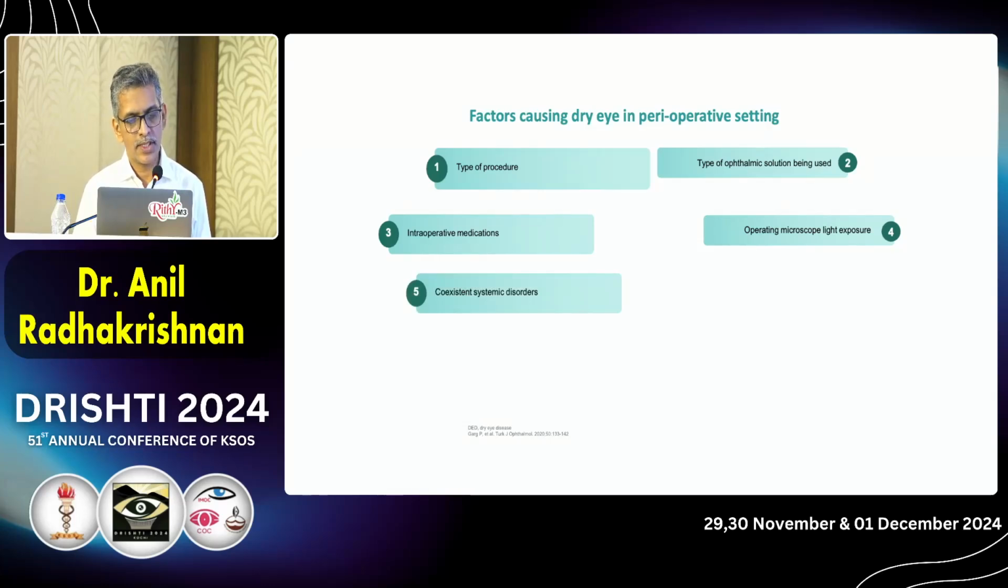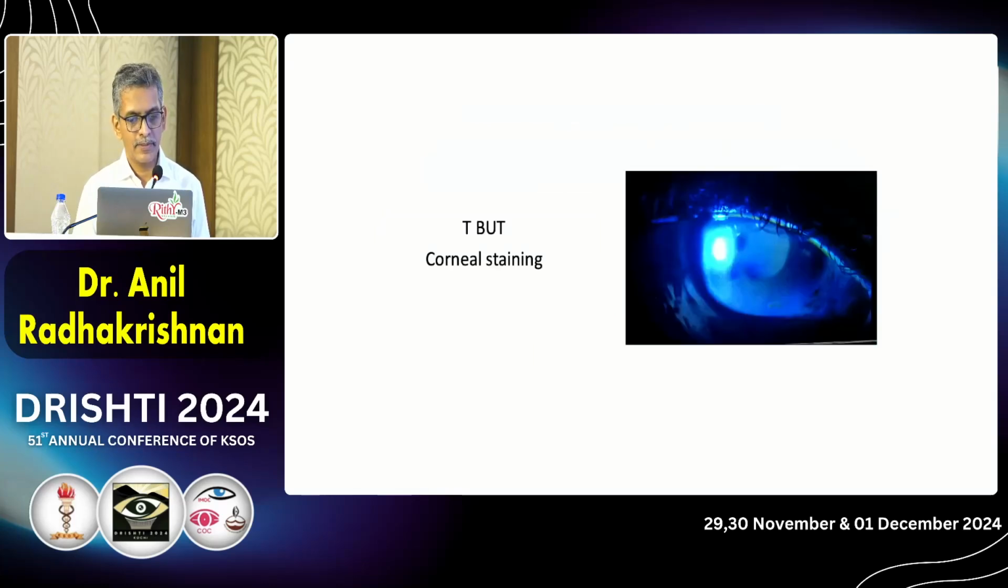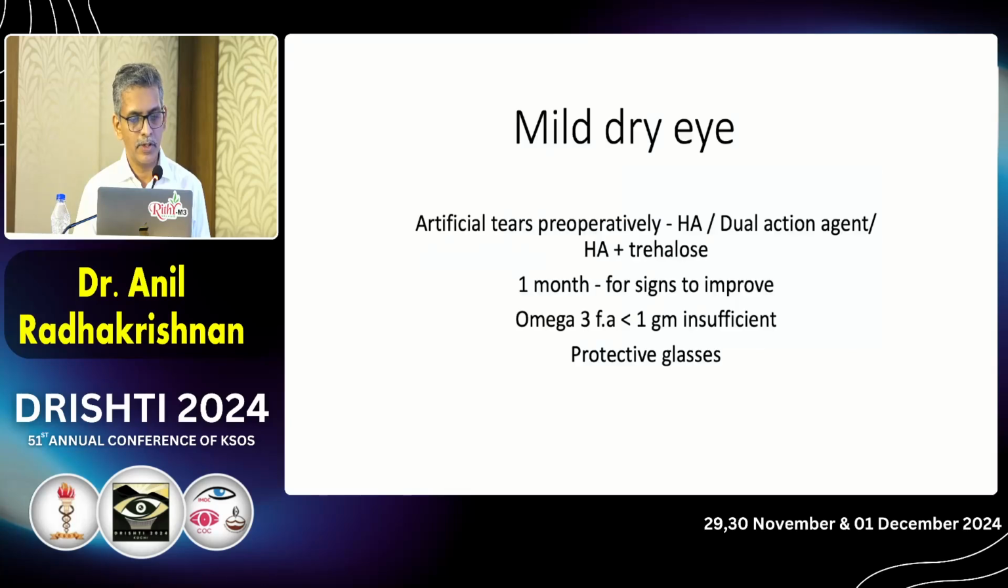Coexisting disorders, especially rheumatoid arthritis and the like, can cause secondary Sjogren's and dry eye. And there is some evidence that cumulative dissipated energy during phaco also contributes to dry eye. So I repeat, TBUT and corneal staining are the only things that you have to see.